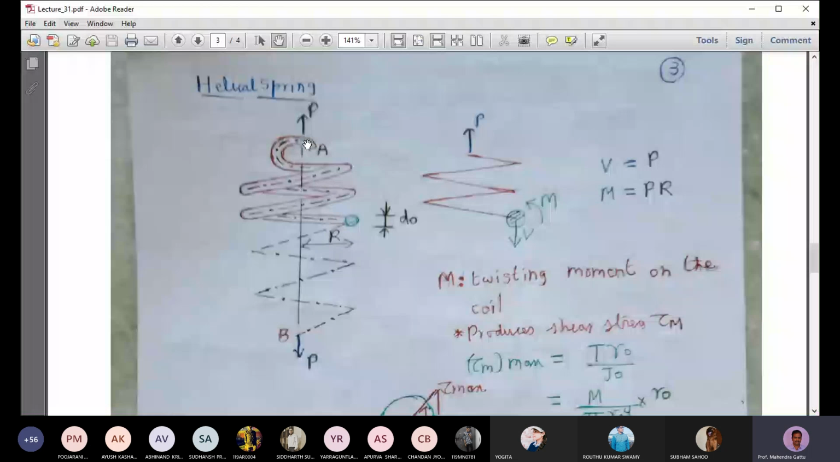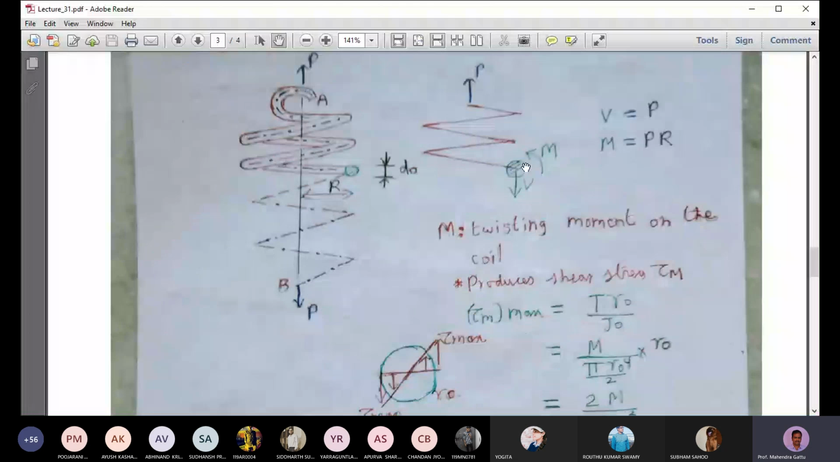The forces coming on the spring are: there is this P force acting in the upward direction, and on that cross section there will be one shear force V downward, and there is a moment on that cross section, M, which is unknown. This is the free body diagram, and we can write the equilibrium equations. Force balance in the vertical direction gives V equal to P. Moment equilibrium about the centroid of this cross section: P times R is the clockwise moment, balanced by M, the anti-clockwise moment. So M equals P times R.